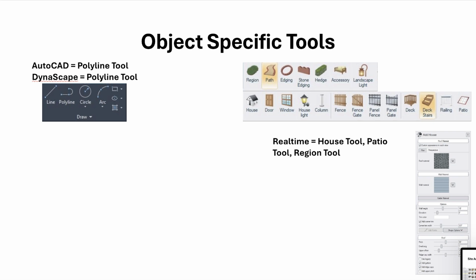The first tool was the House tool that allowed us to make our house. This tool was especially useful as the house had to be constructed in 4 separate parts and then all put together. This is different from both AutoCAD and Dynascape as the house was drawn in those softwares by using the Polyline tool. Another particular tool is the Region tool, which allowed us to make the lawn spaces around the house as well as the planting beds.